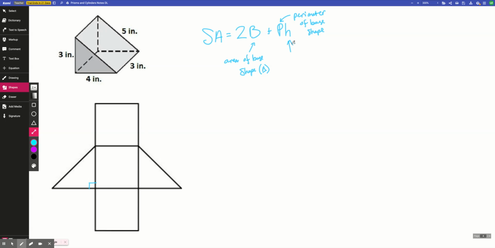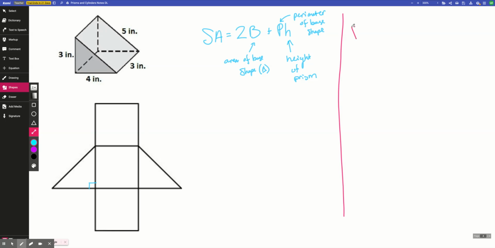Okay, and then H is the height of the prism. Okay, so that's surface area, right? That's your formula for surface area.